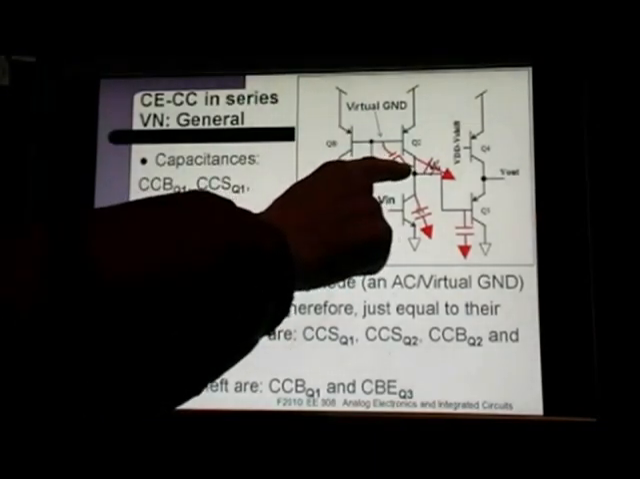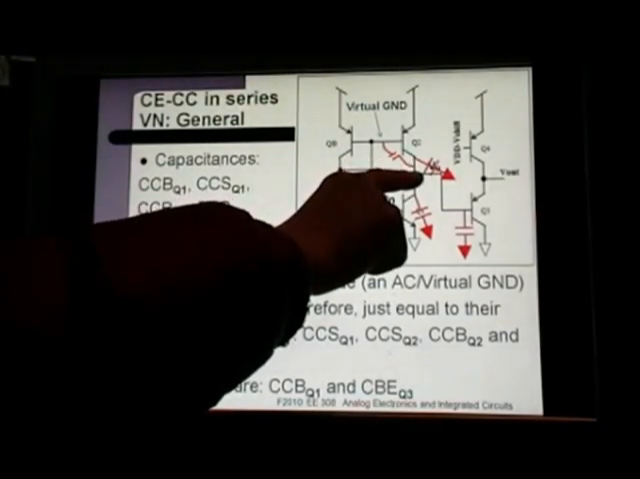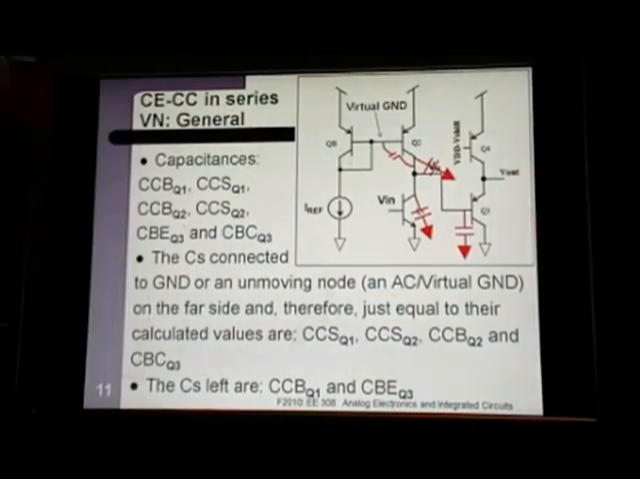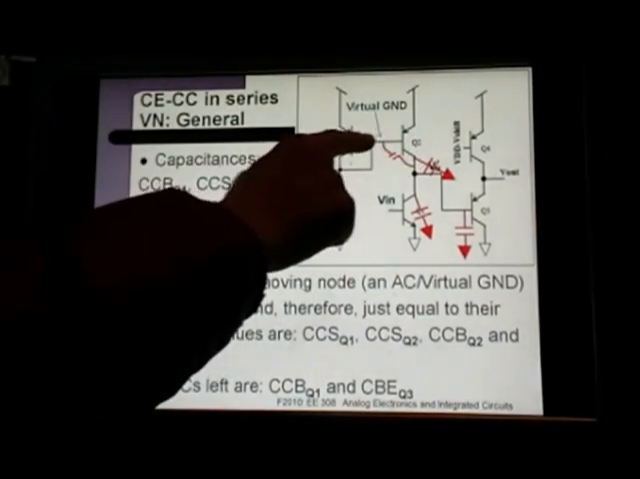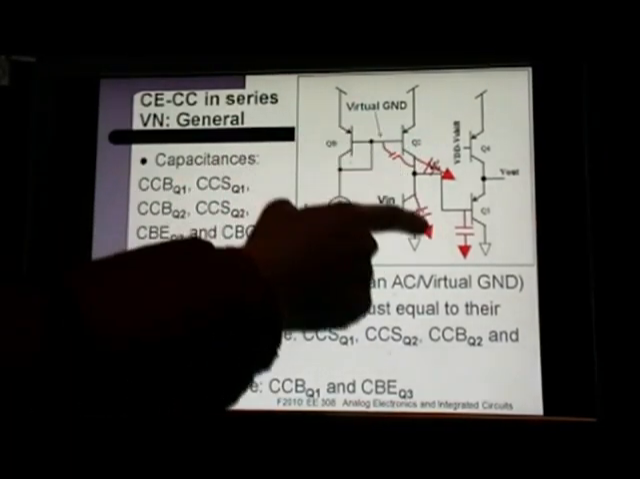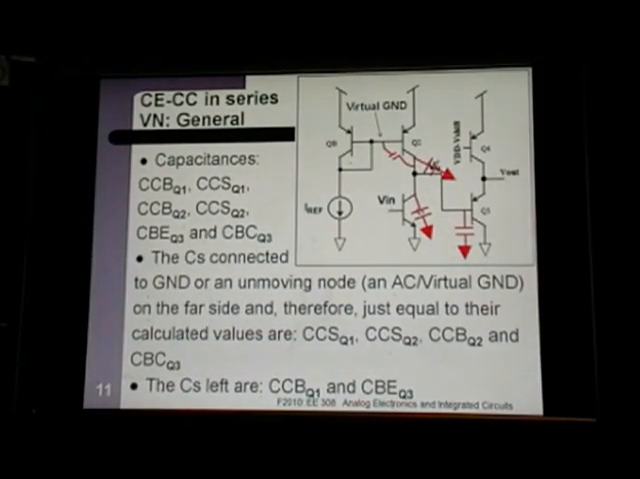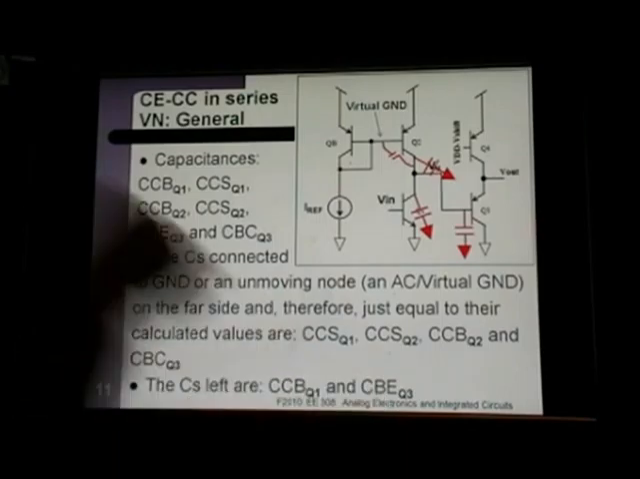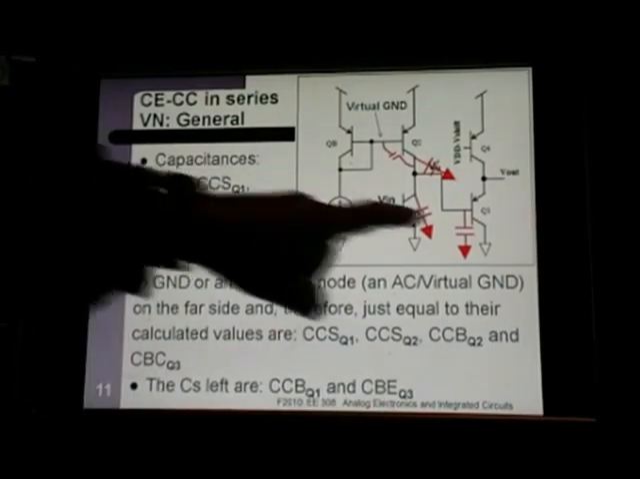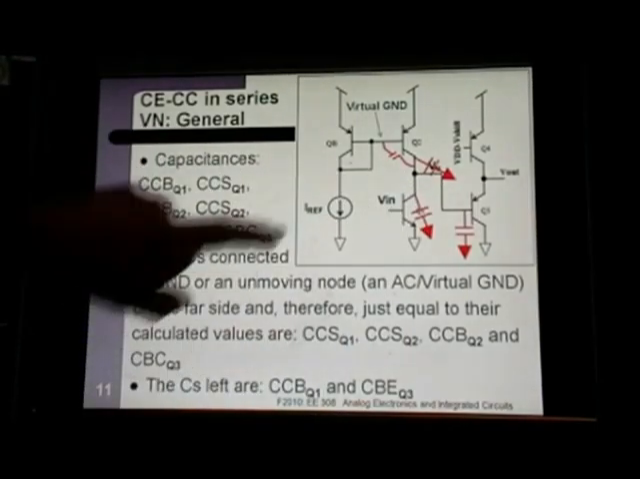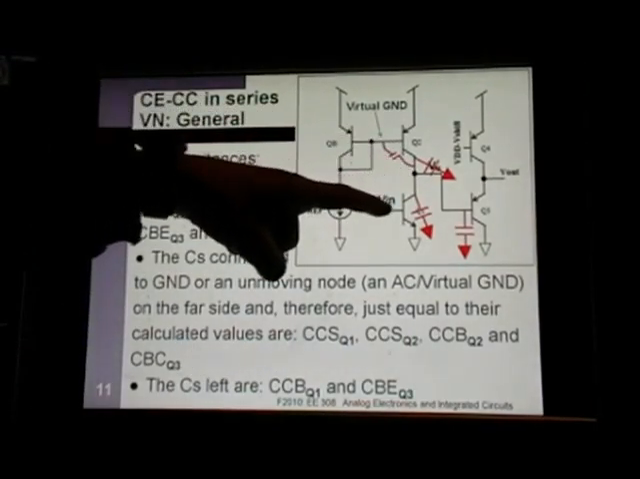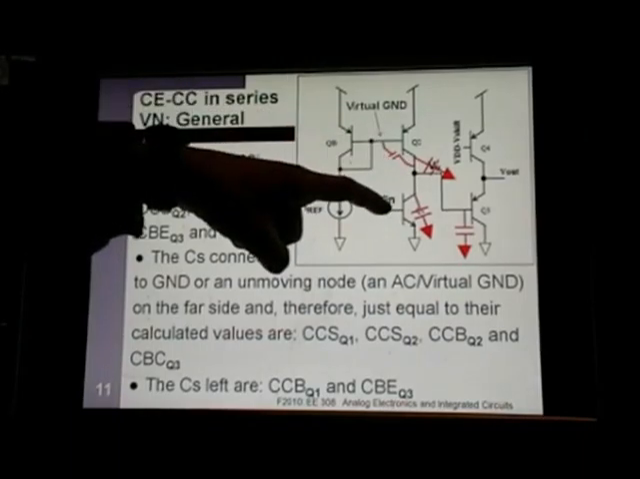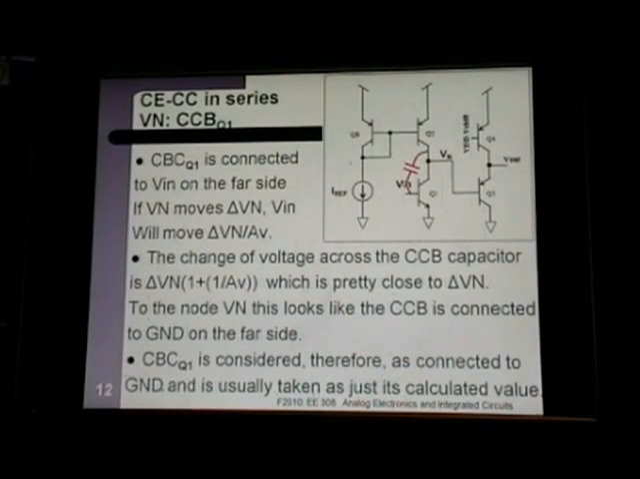So the far side of the CB of Q2, the far side of this capacitor is also considered connected to ground. So all of these, you just use the value that you calculated for them, and you're done. What's left is the CCB of Q1 and the CBE of Q3. So the CBE of Q3 and the CCB of Q1. Let's look at those.